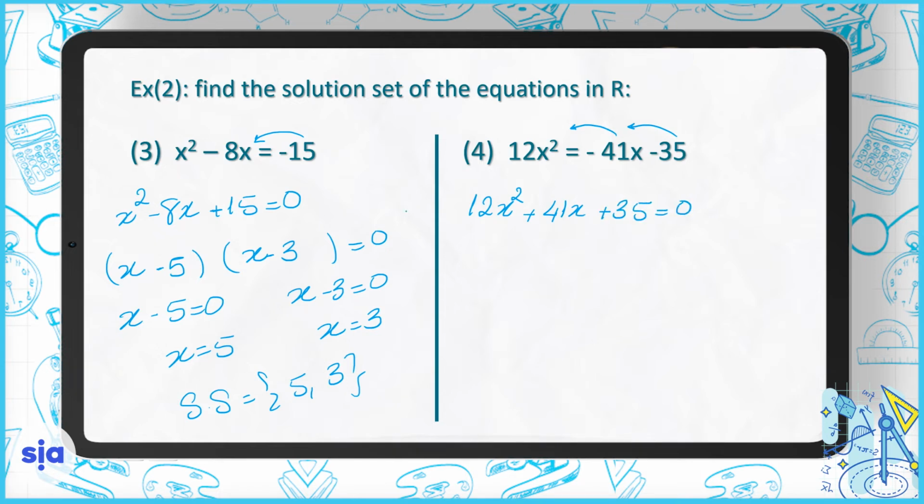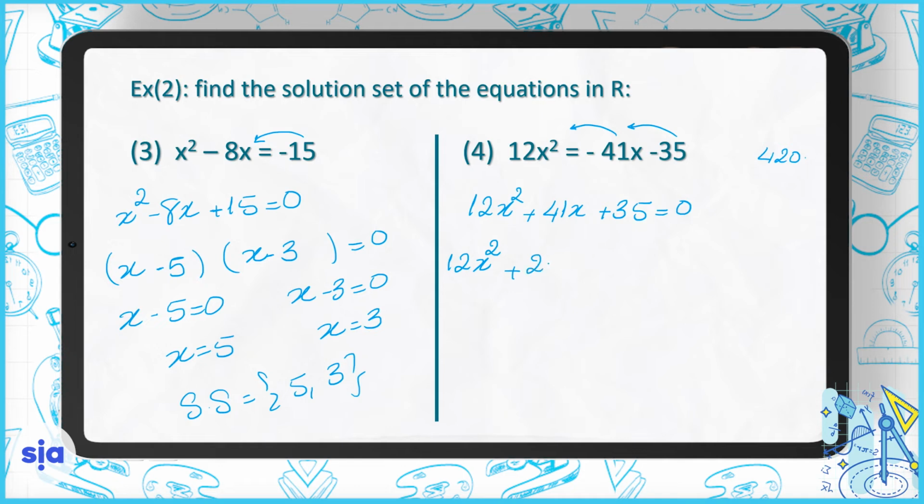We don't have an HCF here, so we're going to multiply the 12 by the 35, which will be 420. I want two factors of 420. Their sum is 41. We're going to calculate it. You will see that they are the 21 and the 20, because 21 times 20 is 420, and 21 plus 20 is 41.